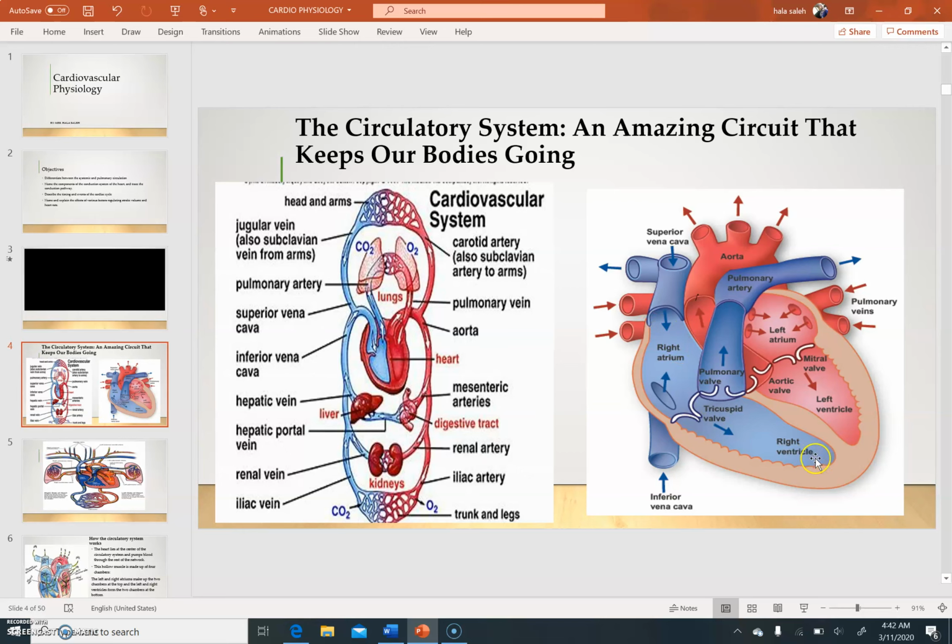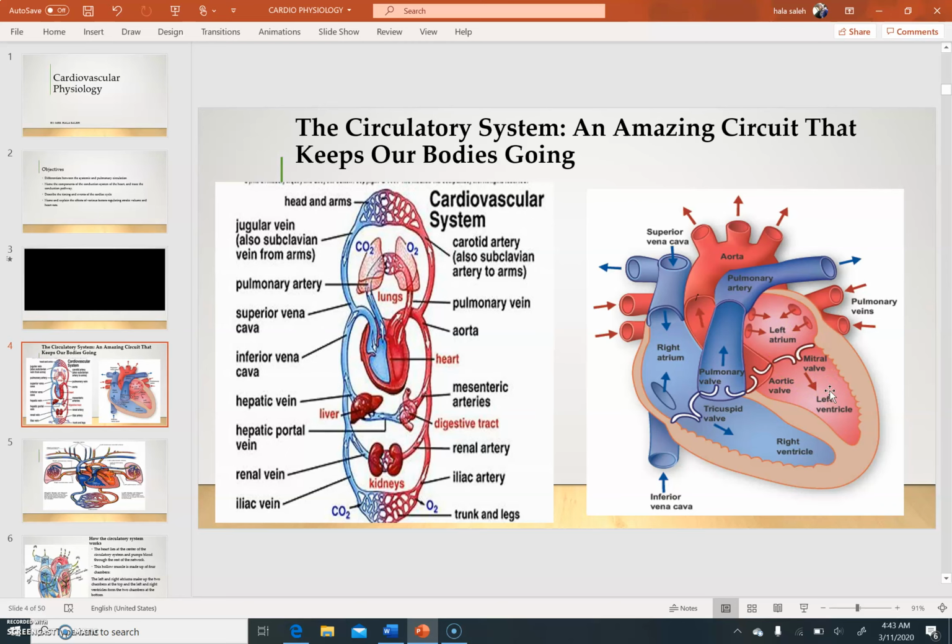As we said, the blue color is related to the deoxygenated blood, and the red color is for the oxygenated blood. We have the semilunar valves: the pulmonic valve on the pulmonary artery, and the aortic valve on the aorta. We have the atrioventricular valves: the tricuspid valve between the right atrium and the right ventricle, and the mitral valve between the left atrium and the left ventricle.